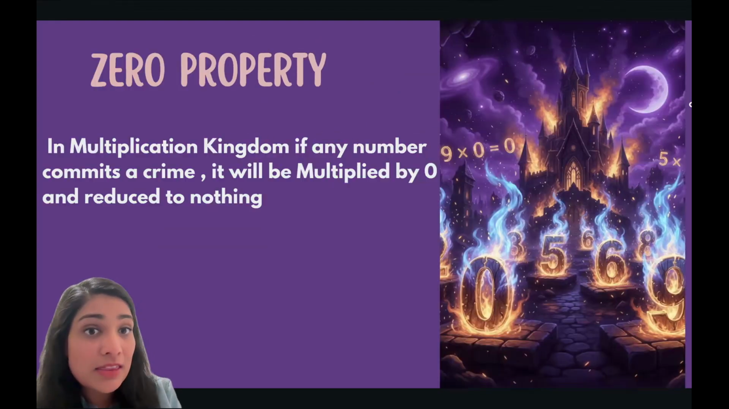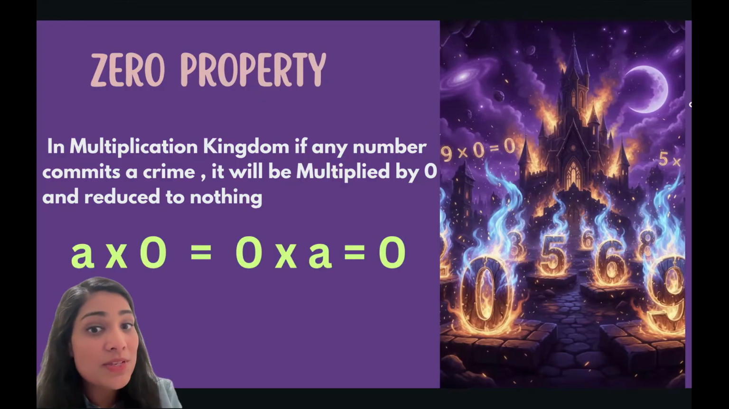Great job, guys. In the multiplication kingdom, if any number commits a crime, it will be multiplied by 0 and reduced to nothing. So be careful when you visit the kingdom. Stay away from 0. So a times 0 will be same as 0 times a because of the commutative property, and both of them will be equal to 0. A times 0 is 0. 0 times a is also 0.